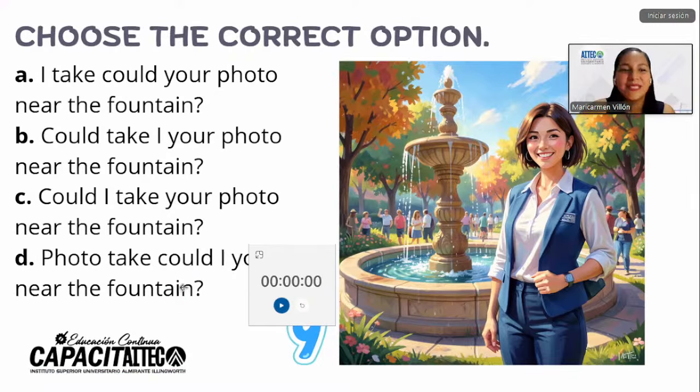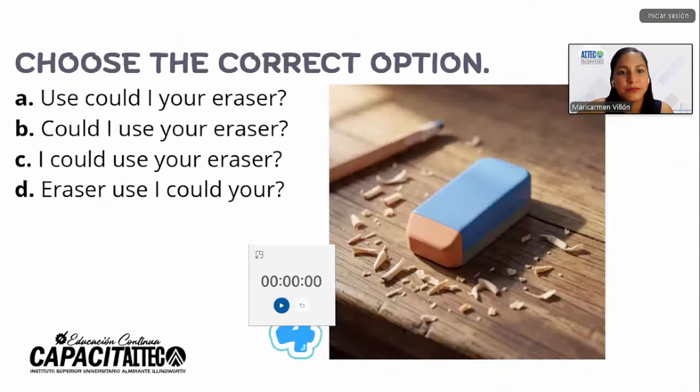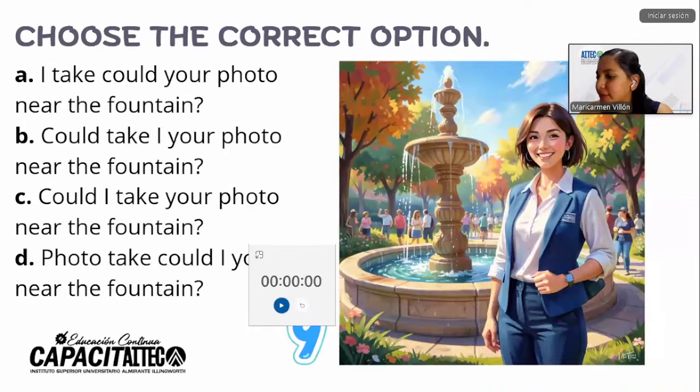Look at this one. What is the correct answer? I like that. Letter C. Could I take your photo near the fountain? Oh, I'm sorry. Me movió todo. Ahí está. Good. So what is the correct answer? I'm reading your answers.